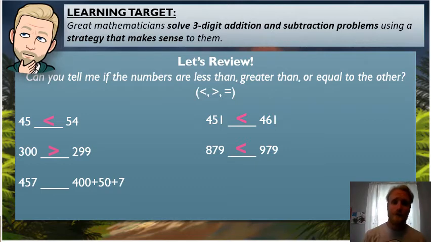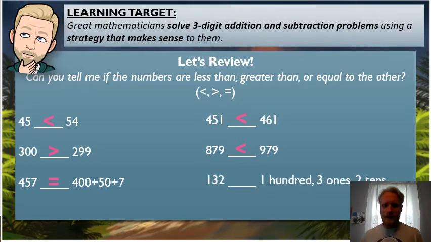Yeah, see, I got some expanded form in there. What is it? Oh, nice job. Yeah, that's equal. 400 plus 50 plus 7 is equal to 457. Nice job. Okay, what about this one? 132 is blank than 100 ones and 2 tens. Nice job. That is greater than 100 ones and 2 tens, which would be 123.